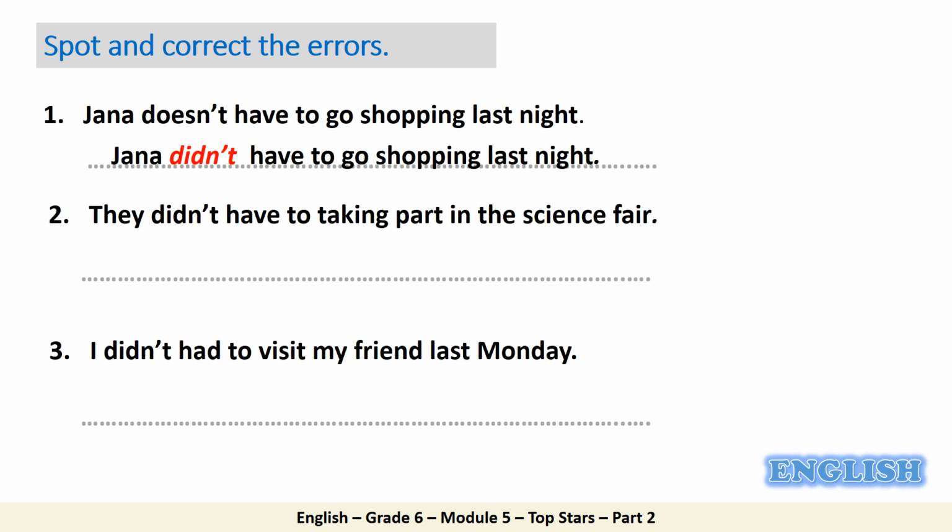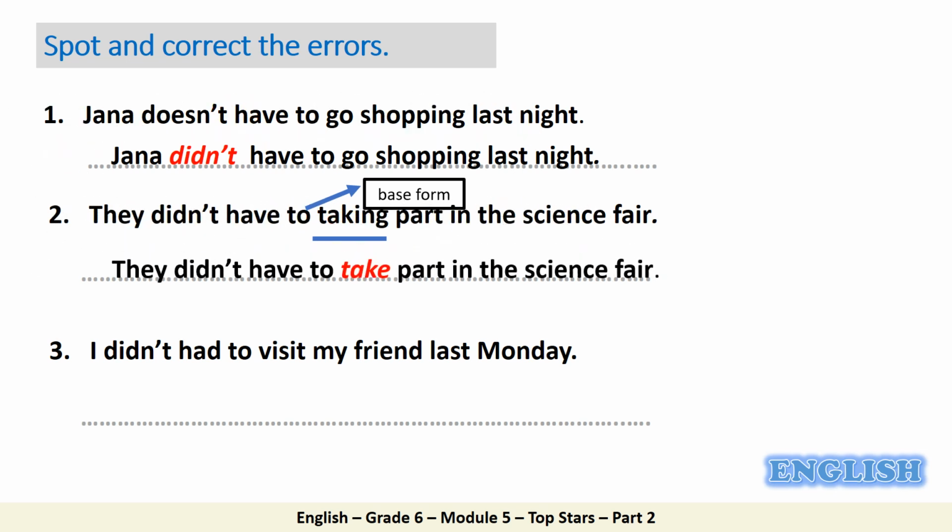Back again. Let's check your answers. Number 2. They didn't have to taking part in the science fair. The error is, very good, taking. As we said before, we have to use the base form of the verb after didn't have to or had to. The sentence becomes they didn't have to take part in the science fair.